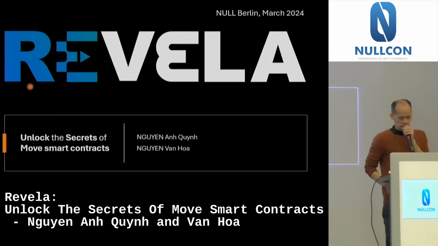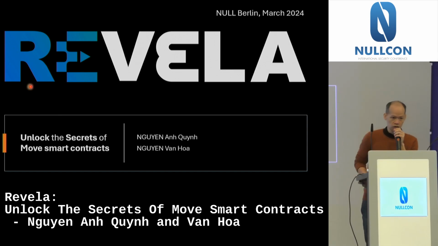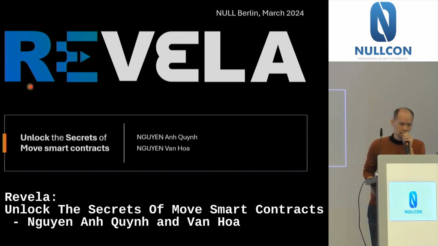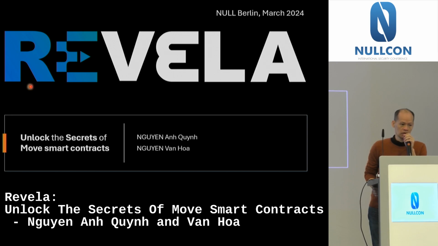Okay, so welcome to the next talk, which is to introduce Revela, the game changer tool for decompiling smart contracts. Revela allows you to decompile Move-based bytecode, so it can recover like 100% of the smart contracts deployed on the Aptos blockchain right now.